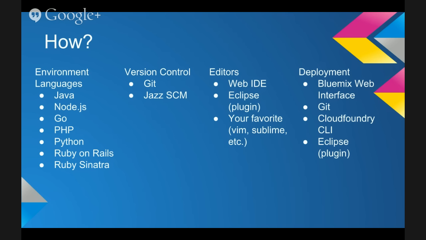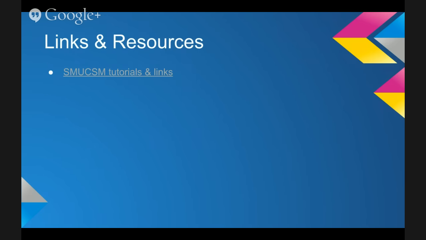How you can deploy your apps is you can use the Bluemix web interface. You can directly integrate it with Git or GitHub using webhooks. You can use the Cloud Foundry command line interface, which, by the way, is phenomenal. That's the way I've been using it. And then you can also deploy directly from Eclipse if you have the plugin. So that's the end of the slides. I didn't want to bore you with a bunch of slides. I want to show you directly how to use it.